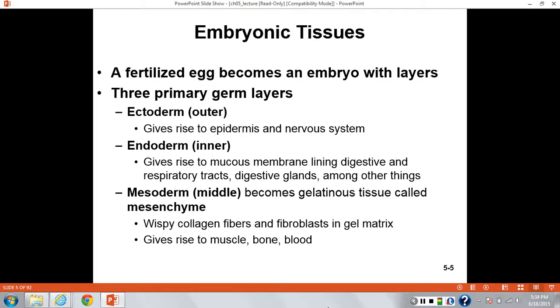Embryonic tissues: we have 3 germ layers. Do y'all remember your 3 germ layers from biology? Ectoderm, endoderm, and mesoderm. Ectoderm is the outer layer. It makes up the epidermis, our skin, our covering, and our nervous system. The nervous system consists of the central nervous system and the peripheral nervous system: brain, spinal cord, and the peripheral nerves. Endoderm, the inner layer, covers the lining of the digestive and respiratory systems, the mucous membranes. Any part of the body that's exposed to the external environment is going to be lined with mucous membrane.